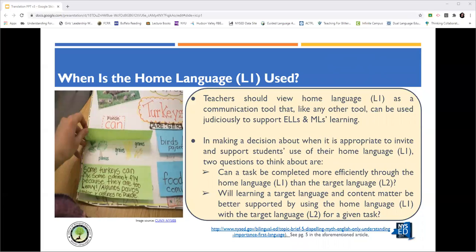In making a decision about when it is appropriate to invite and support students' use of their home language, there are two questions that you should take careful consideration of. Can a task be completed more efficiently through the home language than the target language? Will learning a target language and content matter be better supported by using the L1 with the L2 for any given task? How am I giving students access to learning using their L1 without fully just translating my entire lesson?